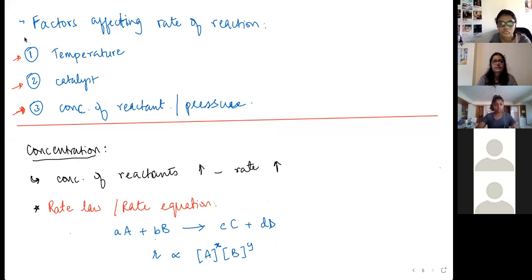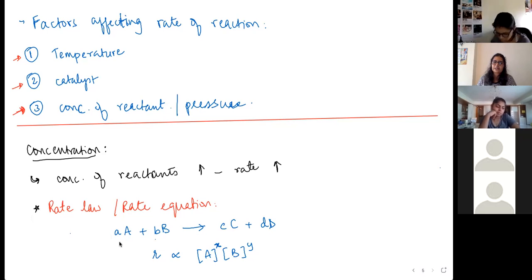Okay, so we're discussing factors affecting the rate of reaction. The first factor that we can think of that directly affects it is the concentration of the reactants, or it could be pressure when we're talking about gases. So the rate of a reaction increases if you increase the concentration of reactants, which makes sense, right? You increase the amount of reactants that are there and the reaction also can get faster. So how they are proportional to each other is given by something called the rate equation or the rate law, which is derived in this way.